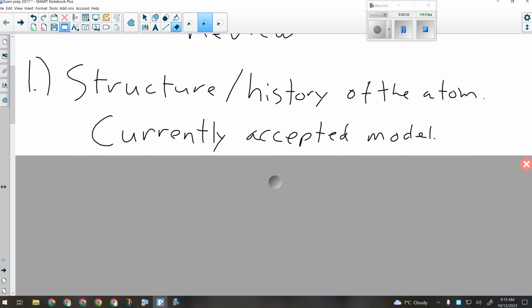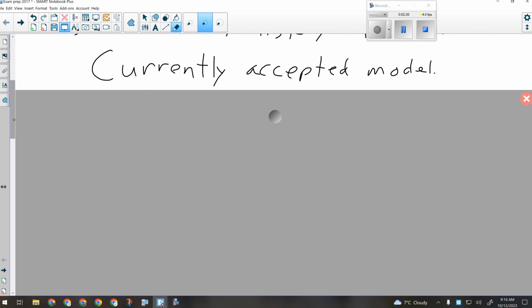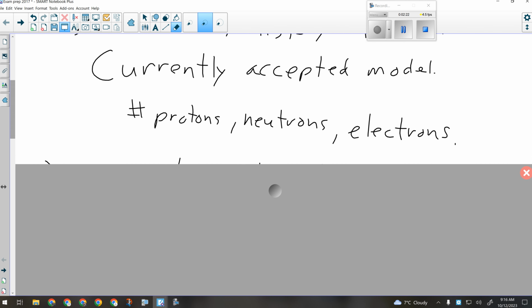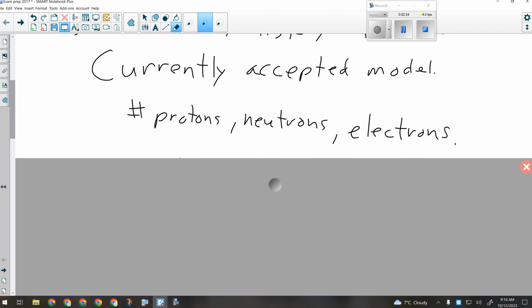What I'd be looking for in those 5 marks: right number of protons, right number of neutrons, right number of electrons, everything in the proper place, right model. 5 marks. So that's what will be tested there.